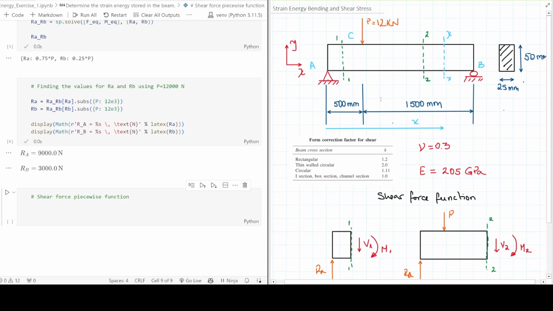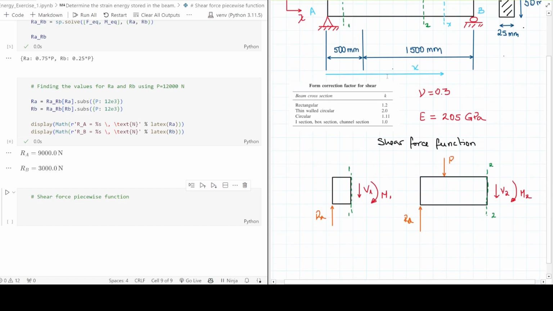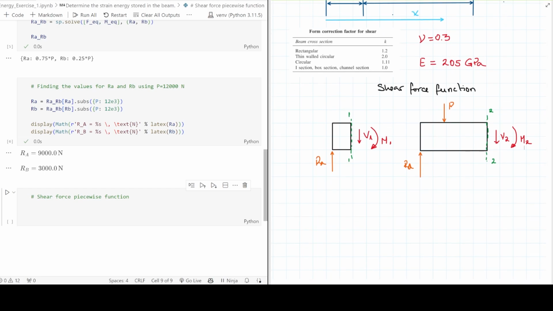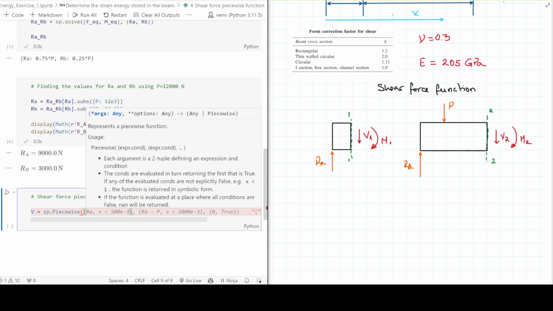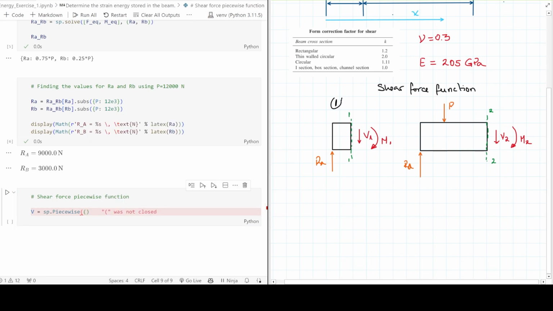So these are the two instances that I'm going to have in the beam if I want to create a shear force and bending moment diagram, or functions in this case. So let's write down that function. I'm going to call that function V, and it's going to be a piecewise function. Let me come back here to one node: this is part 1, and this is part 2. So I'm going to have at least 2 pieces in that piecewise function.